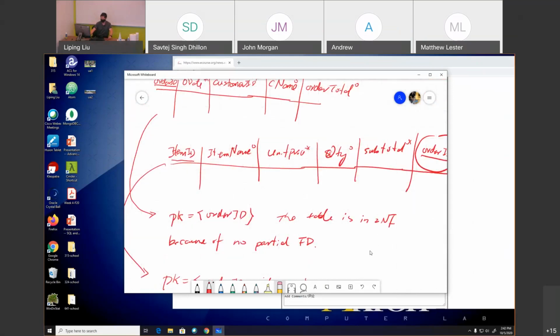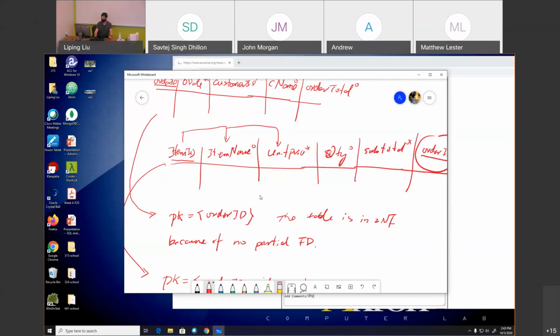Then let's see whether there are any partial functional dependencies, and it's easy to tell. Item ID will determine item name. Item name does not need auto ID to determine. If you know the item ID like SKU, then you know what the item name is, and you also know the unit price. You just need the item ID to determine the price. Therefore, this one has a partial functional dependency.